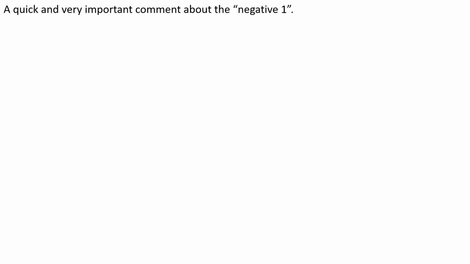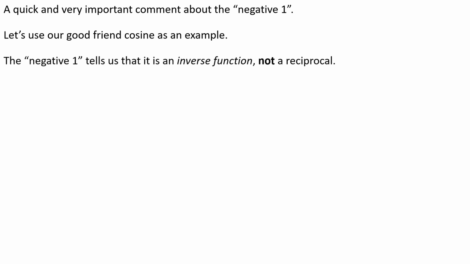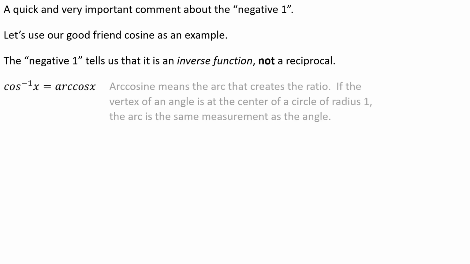Okay, important comment about that -1. It is not an exponent, all right? So let's take a look at our good friend cosine. The -1 tells us that it is an inverse function, not a reciprocal. That -1 on a plain old number tells us you're going to do the reciprocal, because it's an exponent. But that -1 in that position on a function is telling us that it's an inverse function.